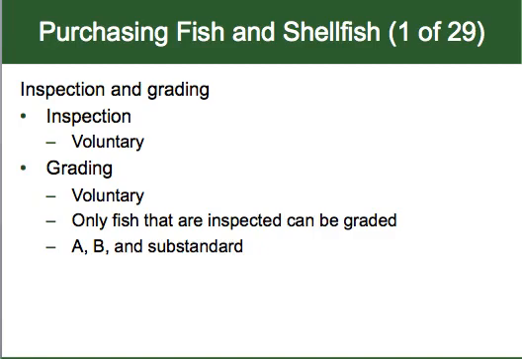Now let's go over how to purchase fish and shellfish. This slide is related to finfish, the vertebrates. Inspection and grading of finfish is voluntary, and it's based on the appearance of the fish and sanitary conditions of the processing plant. Since inspection is voluntary, then grading is also voluntary because only fish that have been inspected can be graded. The different gradings are A, B, and substandard, with A being the highest grade. And the grading is based on appearance, texture, uniformity, good flavor, a fresh odor, and an absence of any defects.